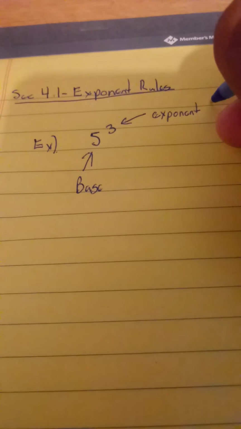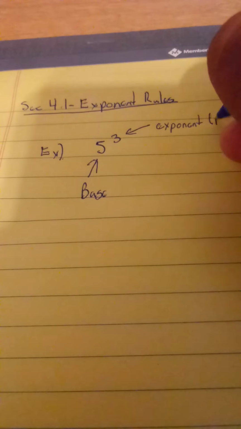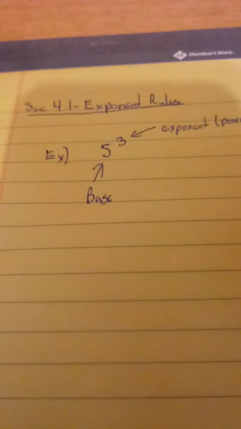So the first thing that we got to remember is that the larger number right there is called your base, and the smaller number right there is called your exponent, or it also goes by the name power. So the whole thing itself, the 5 raised to the third, is considered to be your exponential notation.